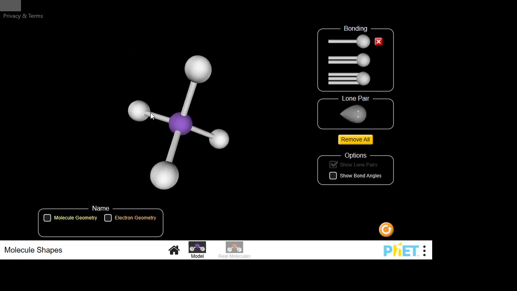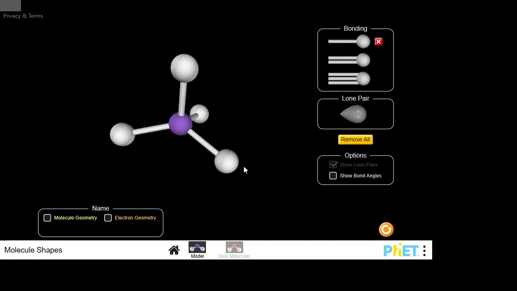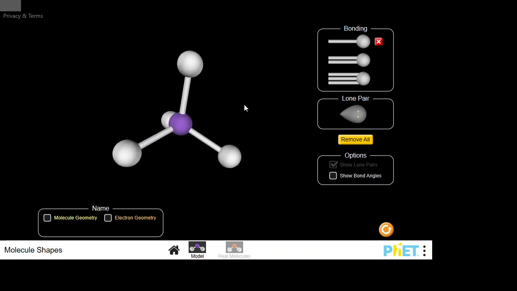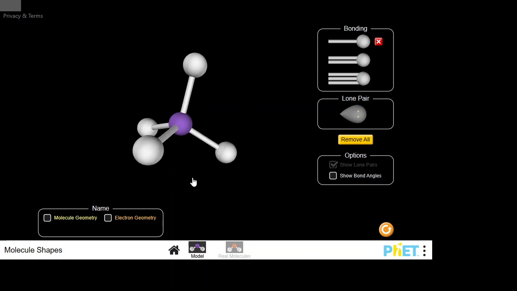Again, that's 4 electron groups. So this is the shape for CH4.